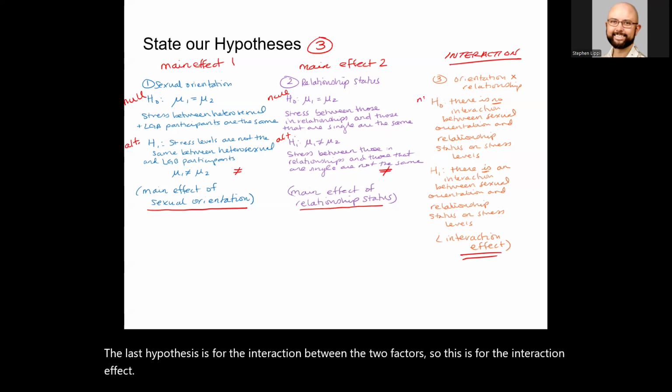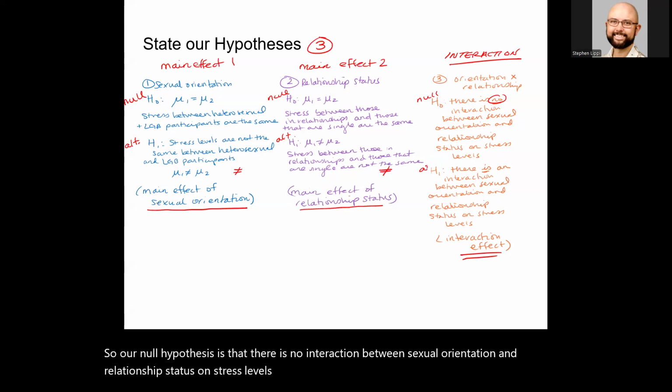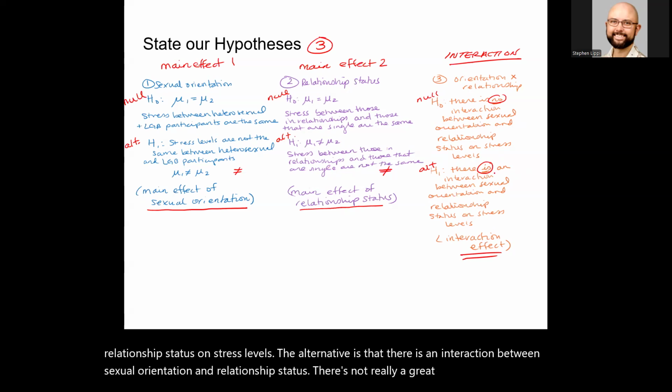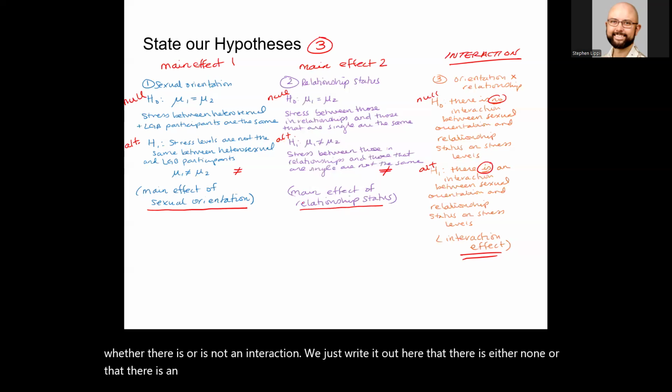So our null hypothesis is that there is no interaction between sexual orientation and relationship status on stress levels. The alternative is that there is an interaction between sexual orientation and relationship status. There's not really a great way symbolically to state whether there is or is not an interaction. We just write it out here that there is either none or that there is an interaction. So these are our three hypotheses.